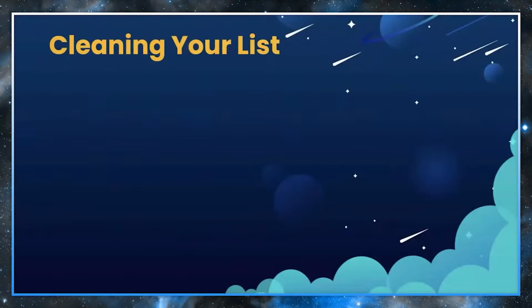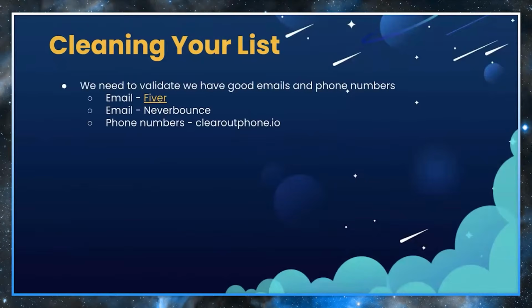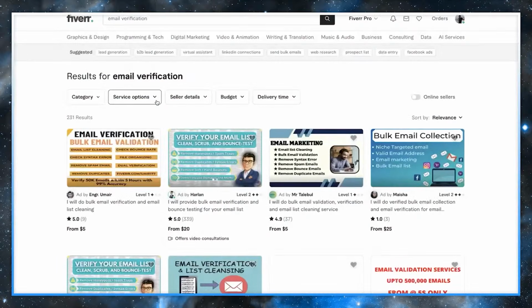You have to clean this list, because not every single email is going to be valid. Not every phone number is going to be valid, and that's okay. That's why we use Fiverr. We use NeverBounce. And then also for phone numbers, we use clearoutphone.io. You have to just make sure before you start sending anything that these are actual numbers, actual emails.